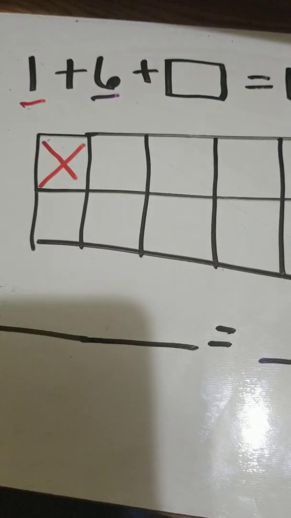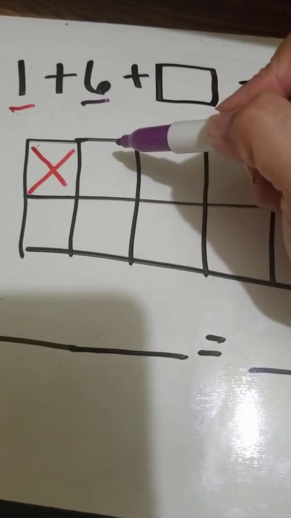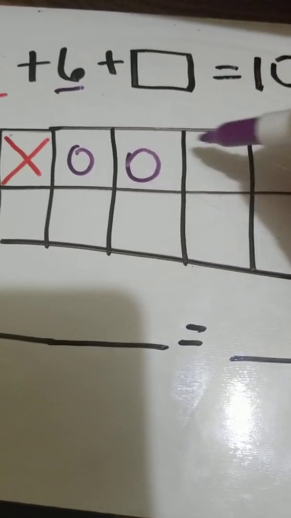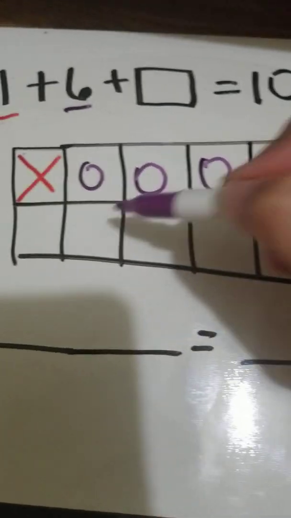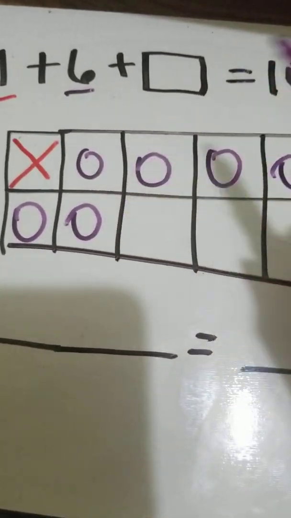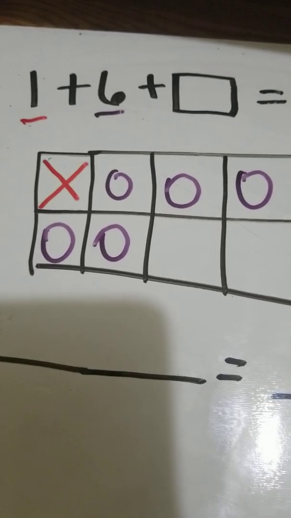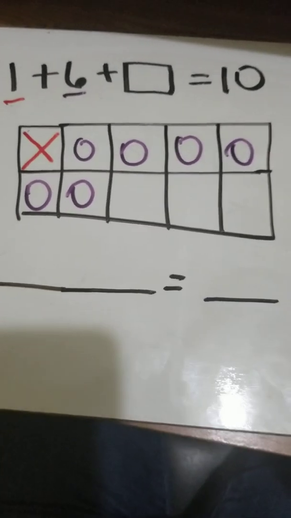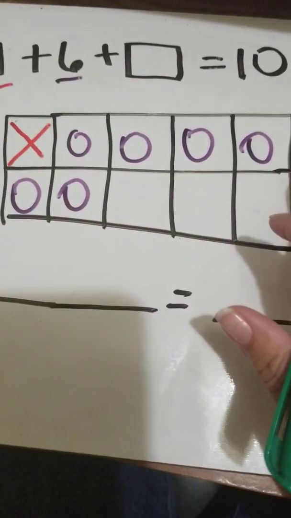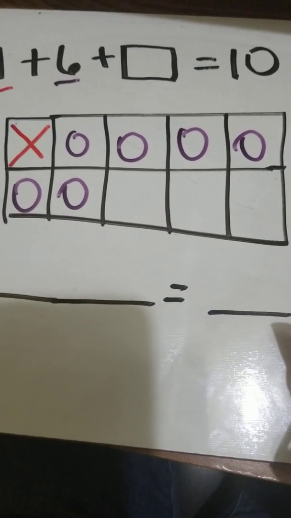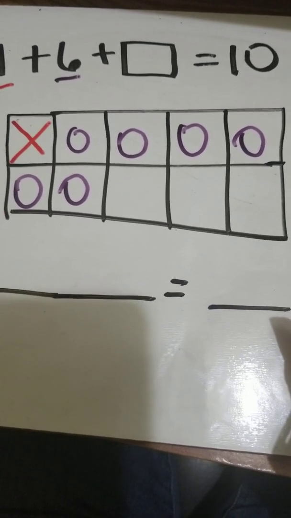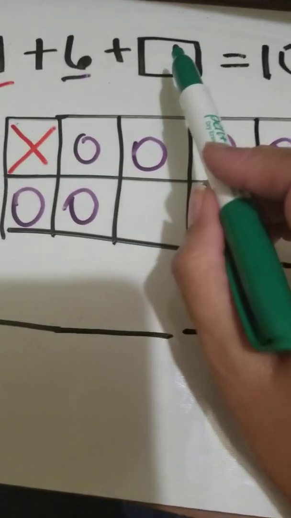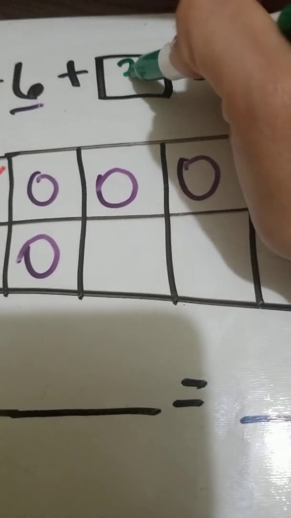So for number 6, I'm using purple, and we're going to use a different symbol. We're going to use a circle for 6. 1, 2, 3, 4, 5, and 6. So the last add-in is the one that's missing, but we know again that it's going to equal 10. And we know our 10 frame is 10 squares. So how many are we missing in order to fill in all of the squares? 1, 2, 3. So our missing add-in up here is 3.